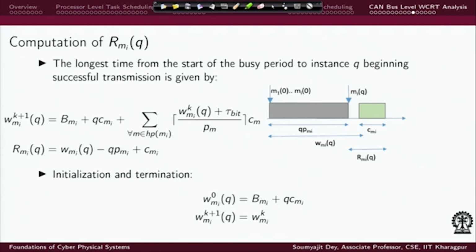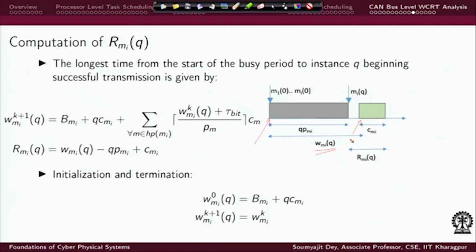So the first thing I will check out is what is the time starting from the start of the busy period up to the situation when this qth instance of mi has started transmission. So this is for the qth instance, 0, 1, 2 up to q, right. So for this to start, what is the duration? So let's denote it by w mi q, the qth instance of message mi, start of successful transmission.